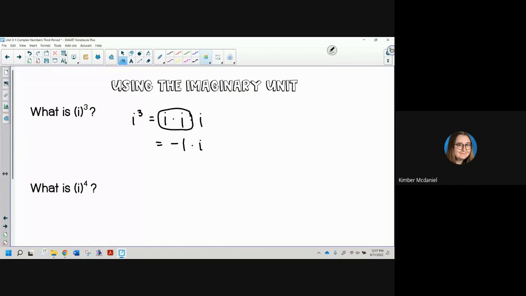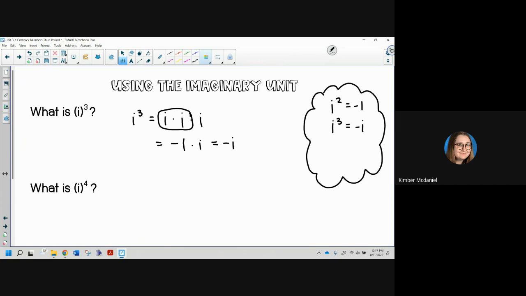Again, because we know i squared, I want you to make a little cloud over to the side of your paper because we're going to write some key facts. So we know i squared is -1. Somebody tell me, what is -1 times i right here? What does that equal? Negative i. So i cubed is equal to -i. We are going to list that with our key facts. So i cubed equals -i.